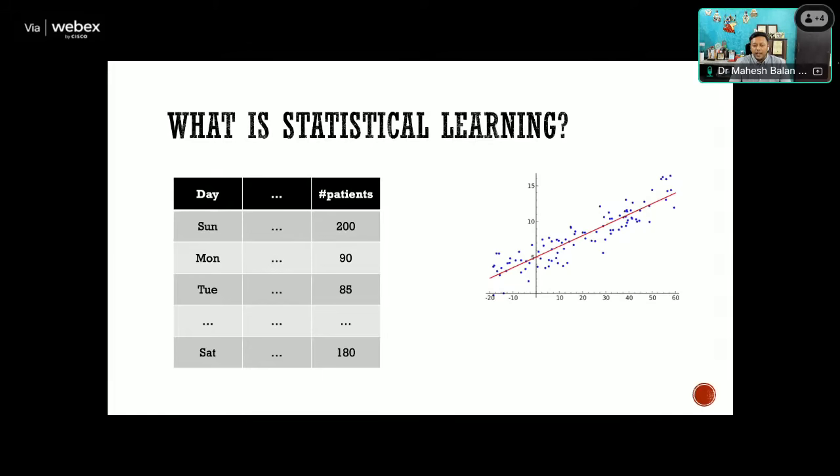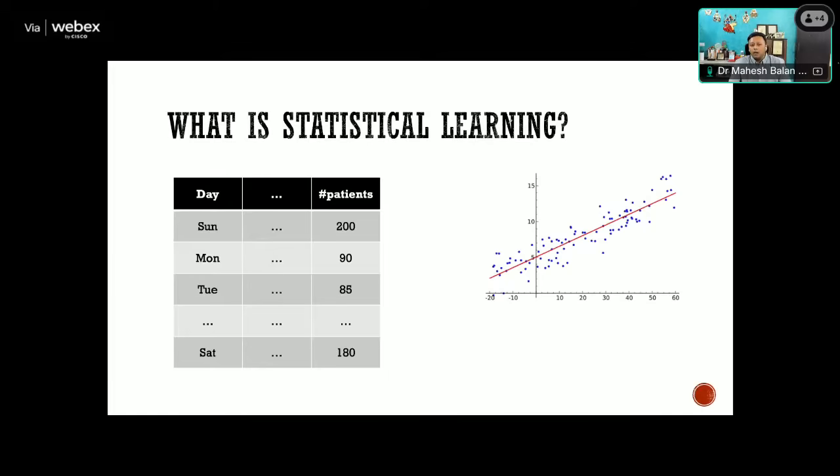So let's assume I have a table where I have written the number of patients visiting a hospital, right? I have a book, I have just written Sunday 200 patients came, Monday 90 patients came, and so on. So now by looking at this, the objective here is I have to predict, given a day of the week, how many patients will come to the hospital. So maybe I can plan the queuing and other optimization and things like that, right?